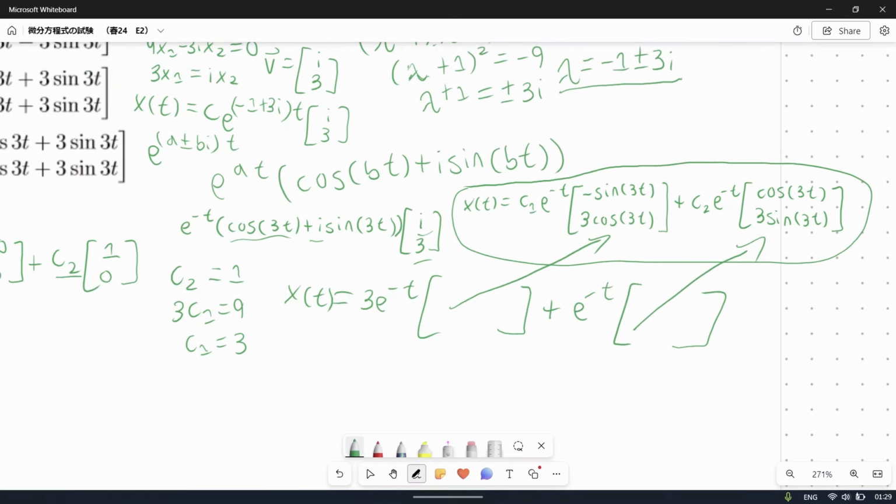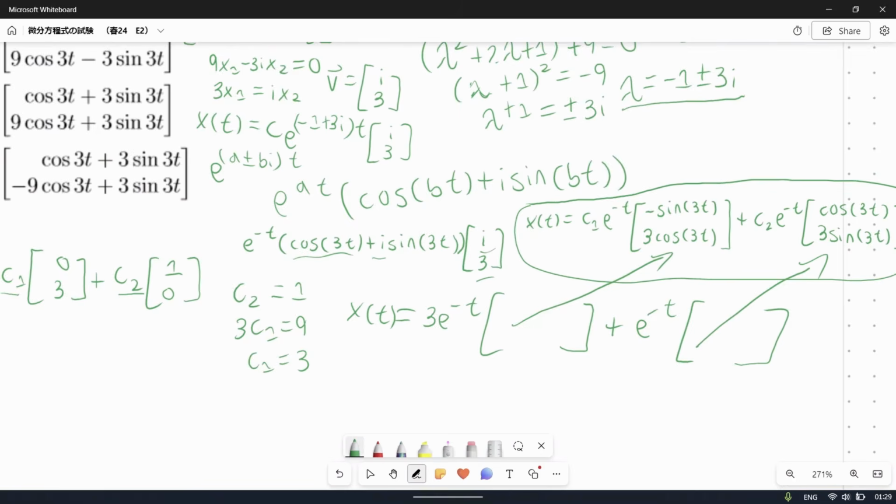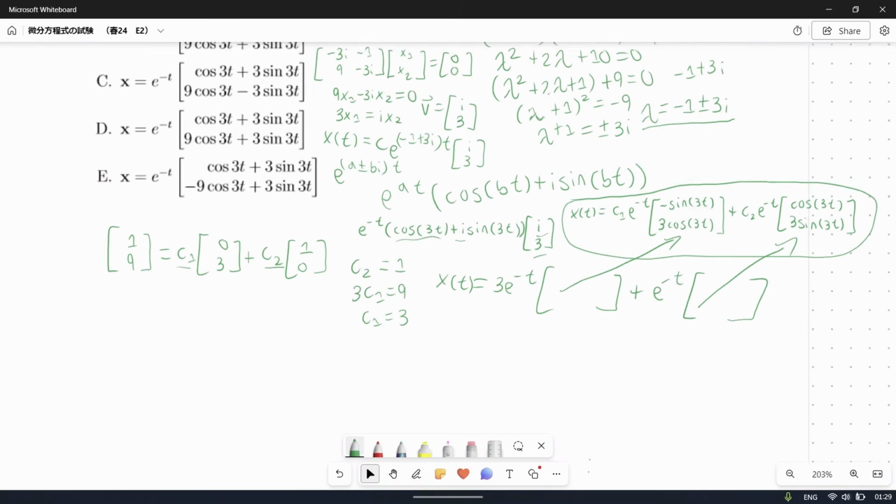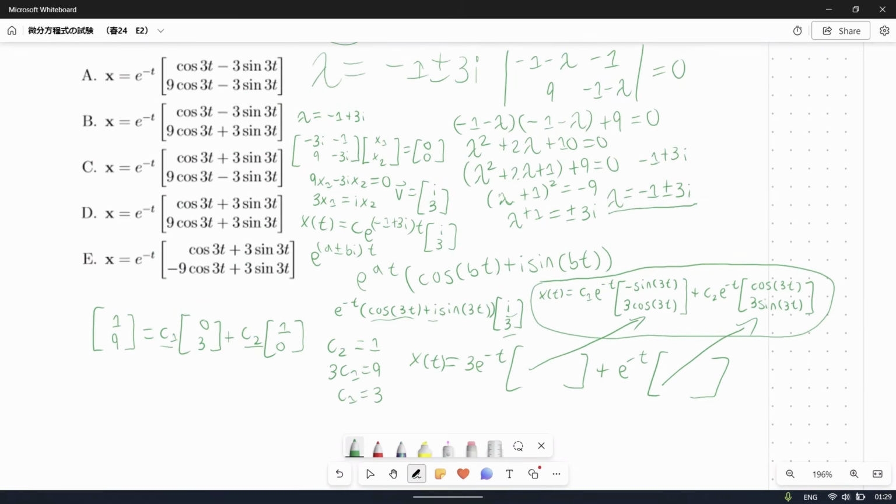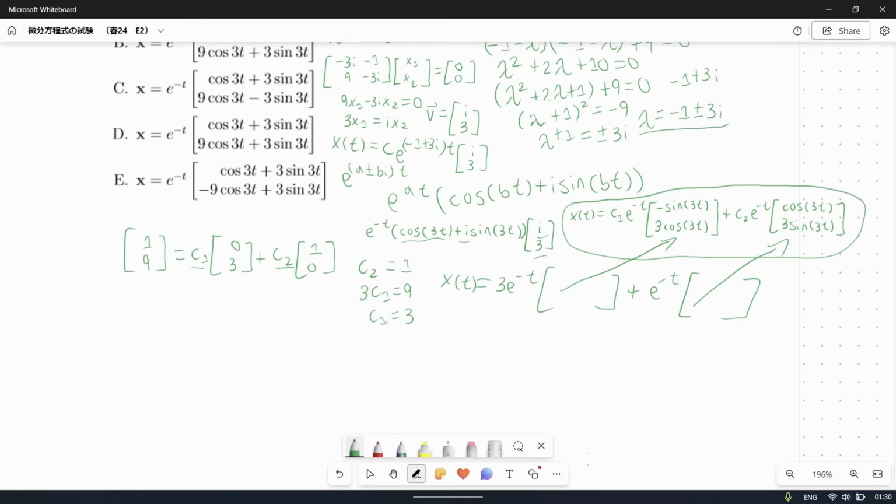So now we have our particular solution. And so now we can pick an answer from here. But the things are just distributed a little bit differently. So it's just a matter of figuring out how they did that. So I'm going to rewrite my particular solution in a way that looks like our answer choices.